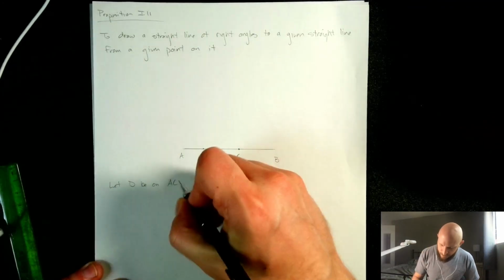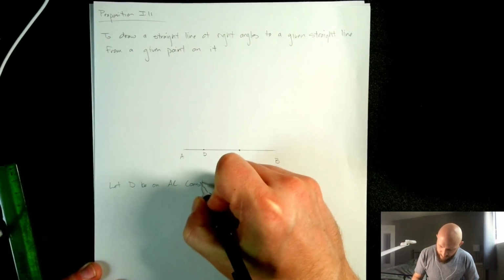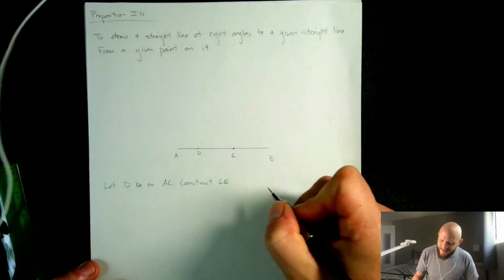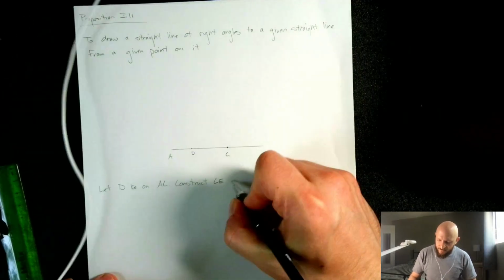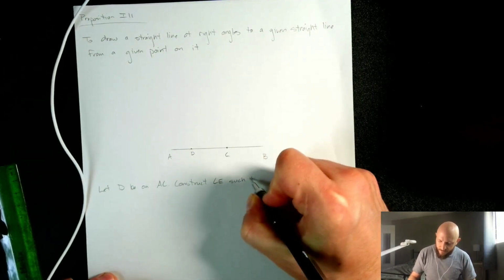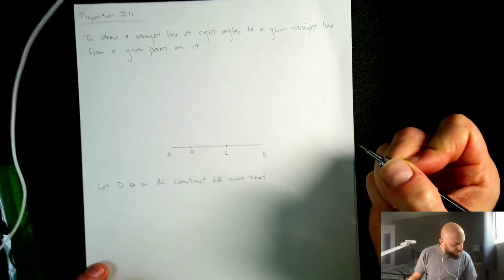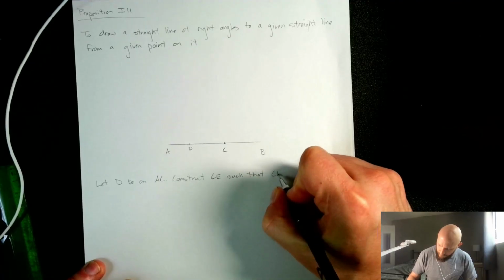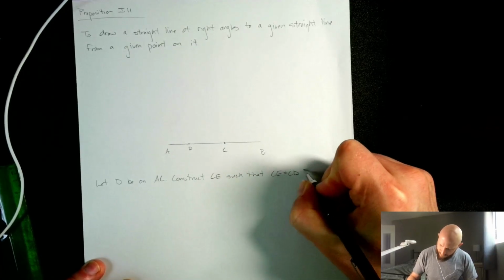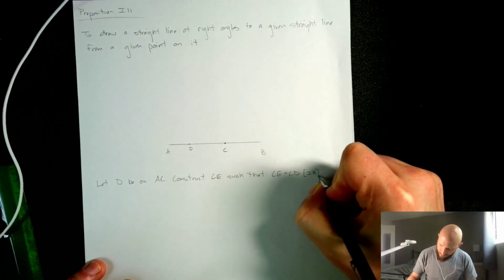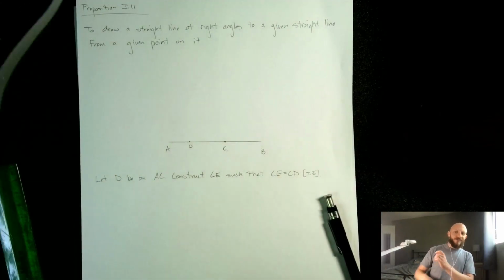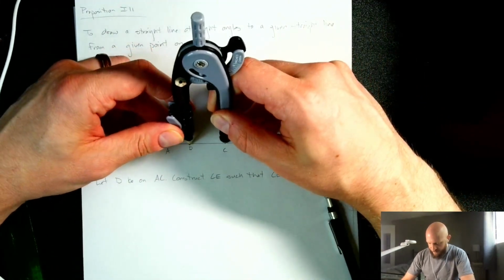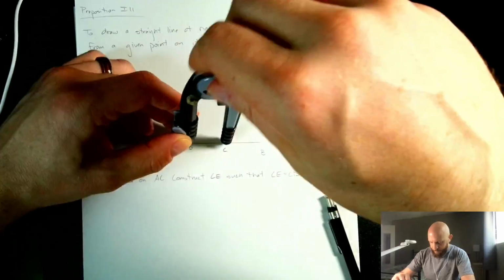We're going to construct CE. So we're going to find the point E such that CE is equal to CD, right? And this is proposition 3. But as far as actually doing the construction, it's just a circle, because it's a circle with center C and radius CD.